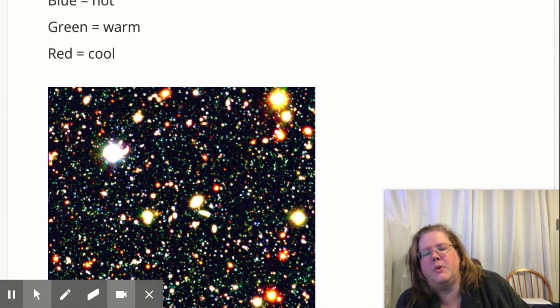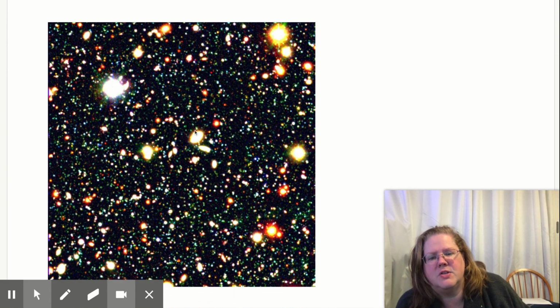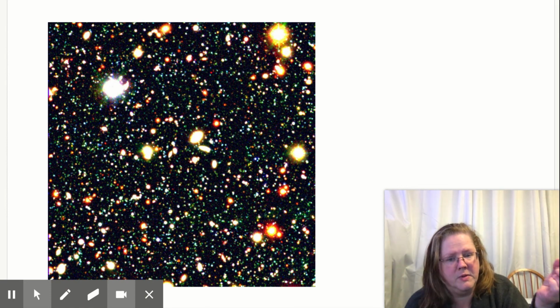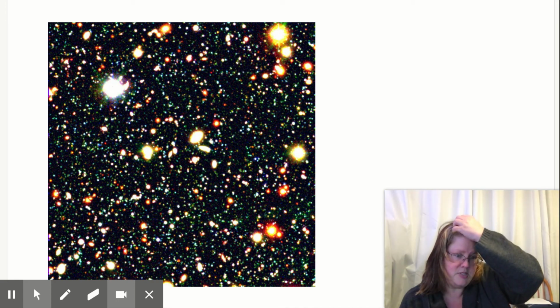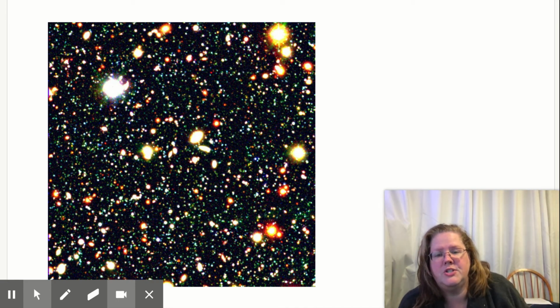But we also have a shift that's occurring here. So the ones that are shifted towards the red could be cooler, but they're also going away from us. And the ones that are shifted towards the blue could be hotter, but they're also coming towards us because it's a blue shift. So red shift, blue shift, good test question. I can tell you that right now. You need to understand the Doppler effect.